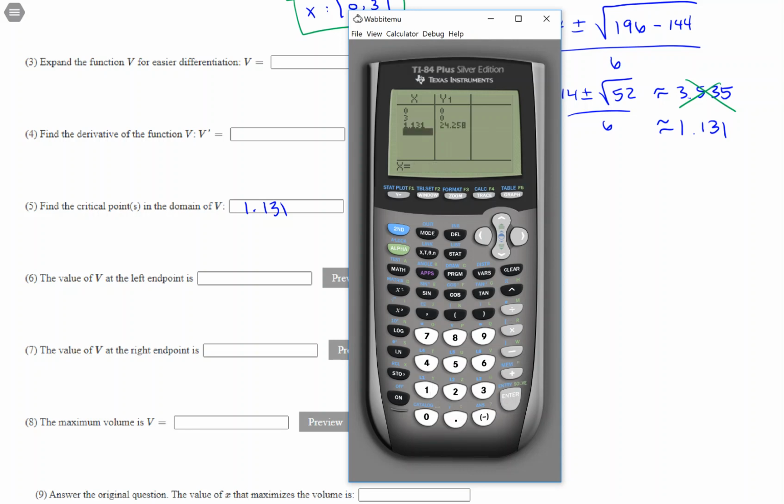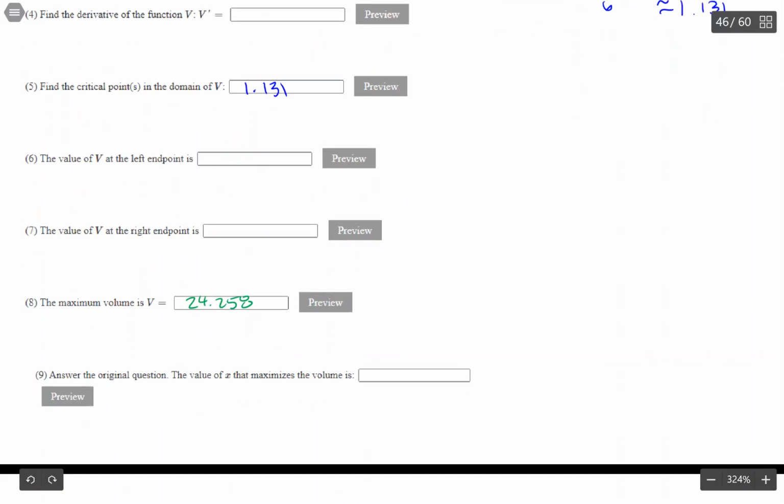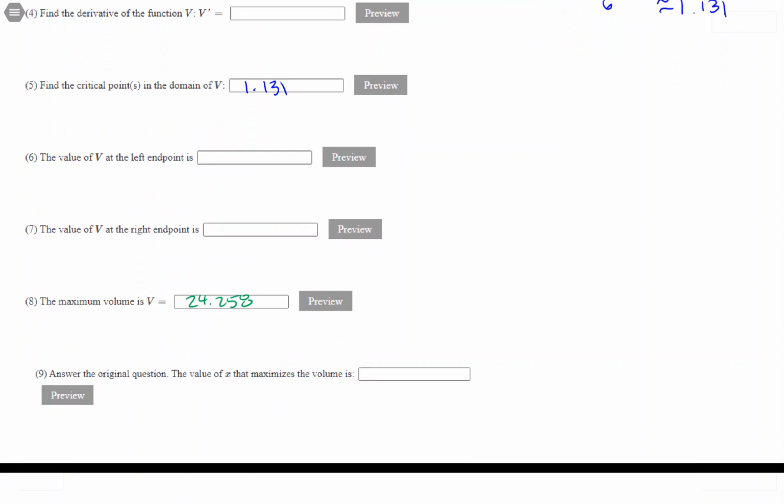We plug in the 1.131, and that gives me that value. All right, now if you're concerned about rounding issues, you can just type in 14 minus the square root of 52 all over 6, and that puts the, I don't want to say the exact approximation, the best approximation the calculator can do using 9 decimal places, so that you might get a little bit more accurate of an answer here. But in this case, it looks like it's pretty accurate, to 24.258. All right, and answer the original question. The value of x that maximizes the volume is 1.131.